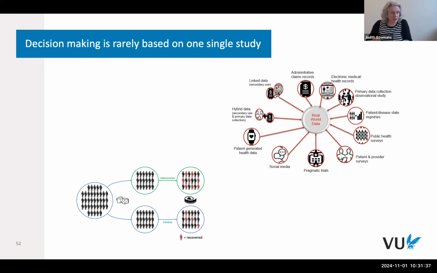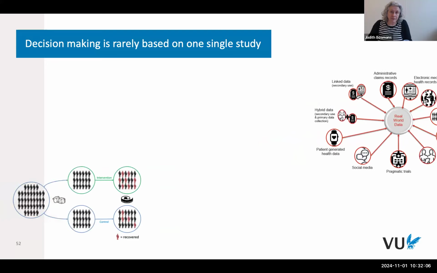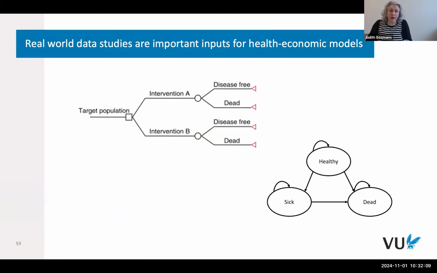So I think randomized controlled trials are still very important, but in some cases they can be complemented by real world data, and sometimes maybe it's not possible to conduct a randomized controlled trial, and then you have to rely on real world data to make a decision. But then it's even more important to properly account for all these methodological challenges in the data that we see. And also it's important that real world data studies are very important inputs for health economic models.